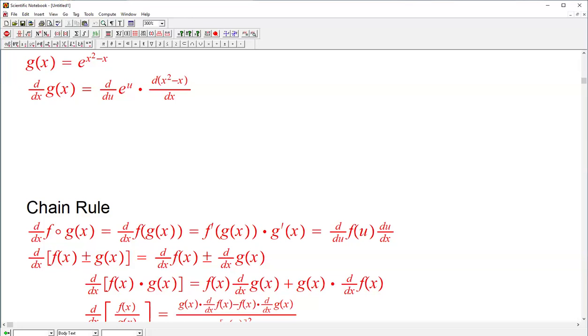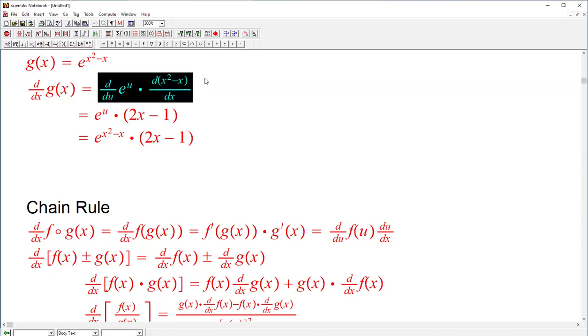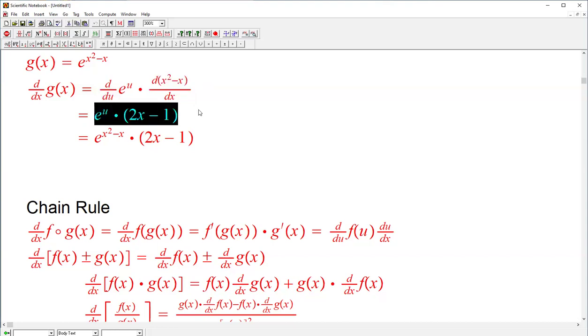And next step, the derivative of e to the power u with respect to u is e to the power u, multiplied by the derivative of x squared minus x, which gives us 2x minus 1. Almost done. The next step, we just have to replace u by x squared minus x. And this step can be skipped. Yes. Even this step can be skipped.